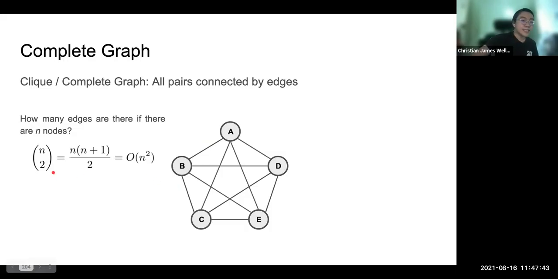And the answer is n choose 2, which equals n times (n minus 1) over 2, which is O(n squared). And really, we usually care about the order. If we have a complete graph, then we have O(n squared) edges. And usually this is a bottleneck, which is most of the time unfavorable.